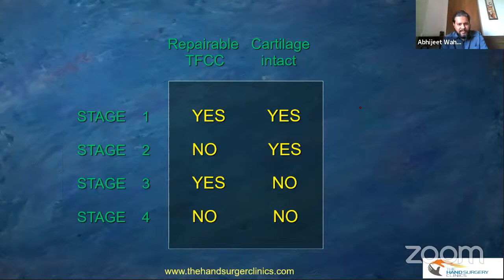suggestion that was propagated by Mark Garcia Elias, and this is a very useful clinical adjunct in determining what we need to do. So we need to take into account whether the TFCC is repairable or not, whether the cartilage is intact or not. And you have the stable where yes, no kind of a thing. So let us take the first scenario where the TFCC is repairable and the cartilage is intact. You would go ahead with a reparative procedure.